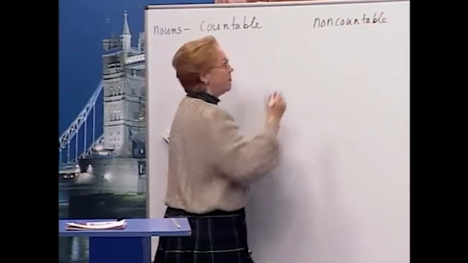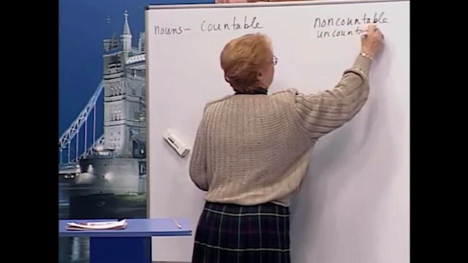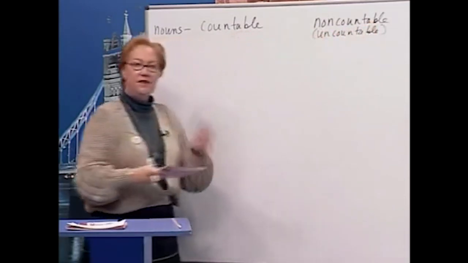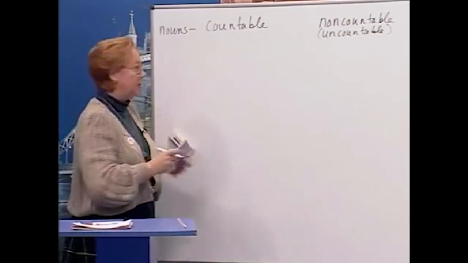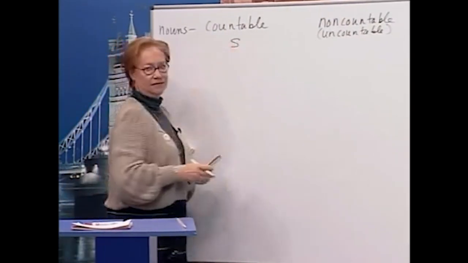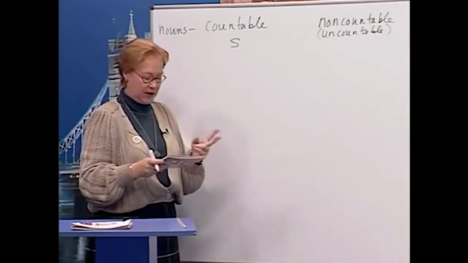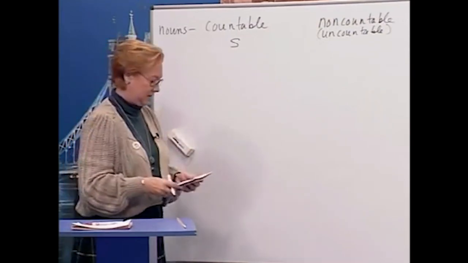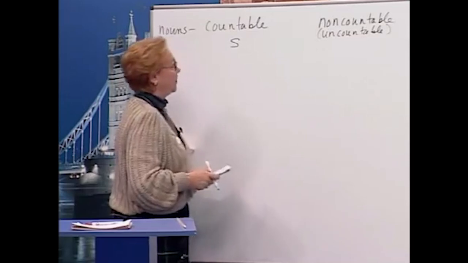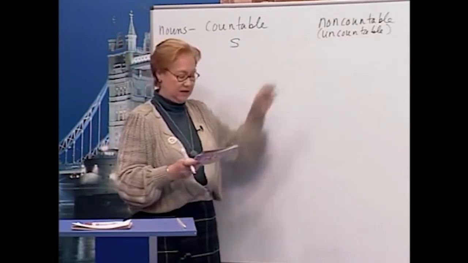Some grammar books say uncountable. Now, there's two groups. If something is countable, we can put an S on it. For example, one apple, two apples. However, some things cannot be counted. So, let's talk about the things that we can't count.